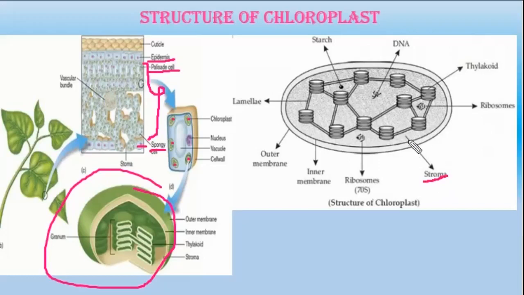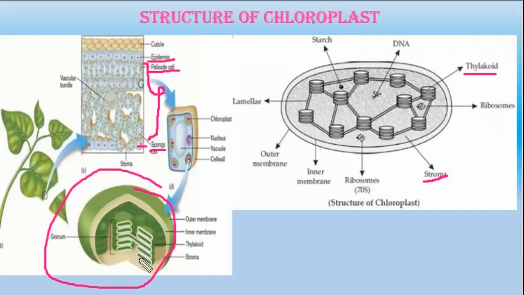In the stroma or matrix there is a membranous sac-like structure. Here you can see this membranous sac-like structure. These structures are known as thylakoids. Such a large number of thylakoids are arranged one above the other like a pile of coins.